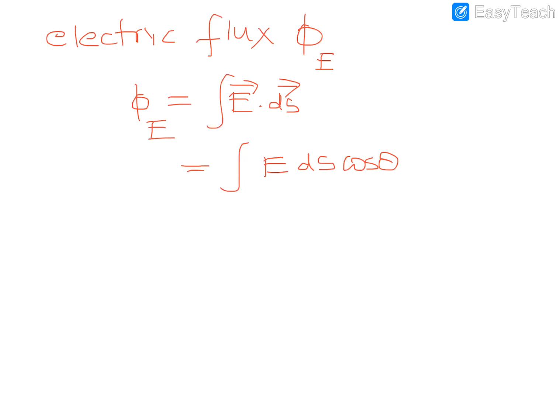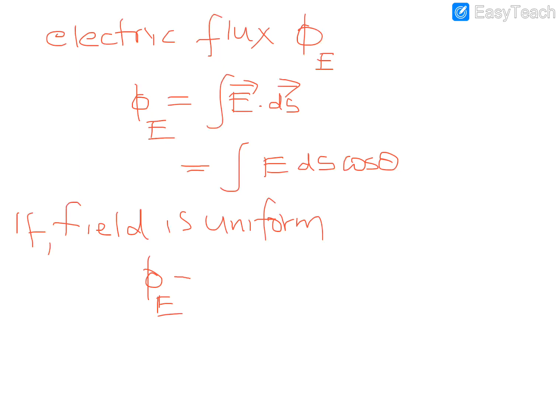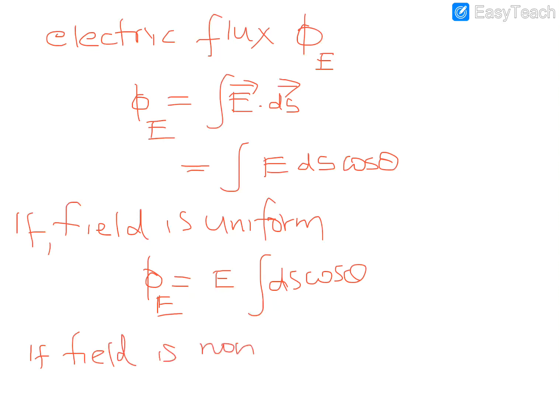Now if the field is uniform, then you can change the equation. Phi E is equal to, E can be taken out, because if the field is uniform, then E is a constant, so E integral ds cos theta. Otherwise, if the field is non-uniform, then you can't take E out, and your phi E will be the general equation, integral E ds cos theta.